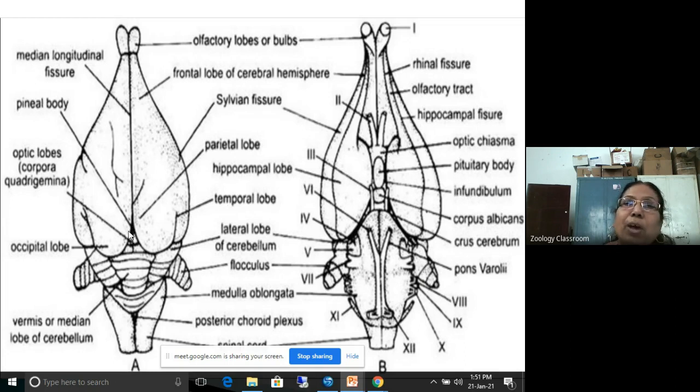In the diencephalon there is a crossing of nerves, the optic chiasma, then the pituitary body, and also the infundibulum. In mammals only there is the corpus albicans, which is related to hormonal control, the sex hormones. It is found only in mammals, not in other animals. The nervous tissue band is called the pons varolii, and it is also present only in mammals. The large cerebral hemispheres are laterally connected by the corpus callosum.